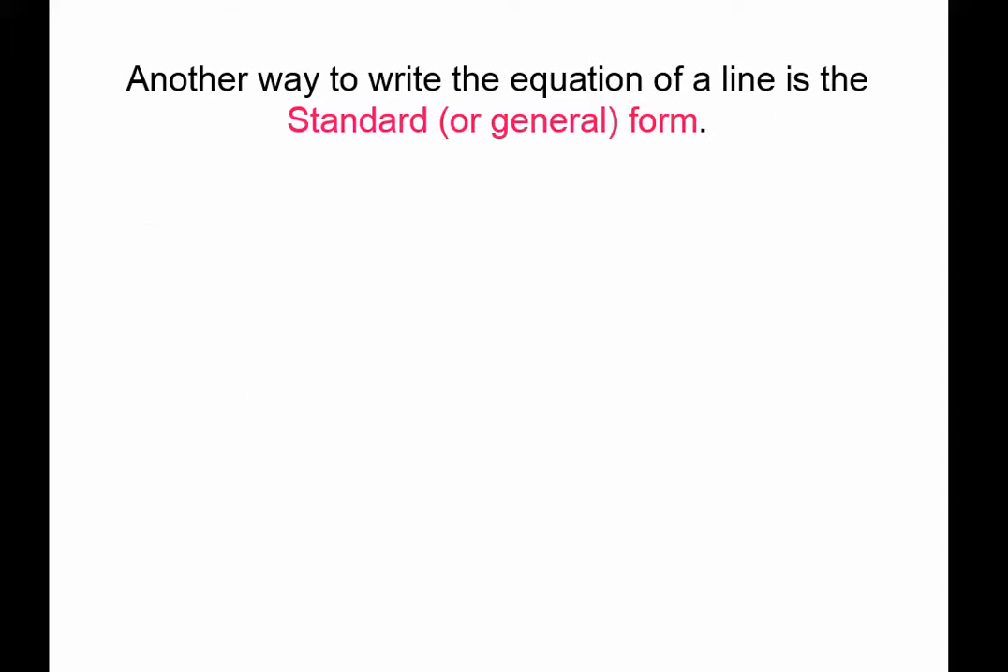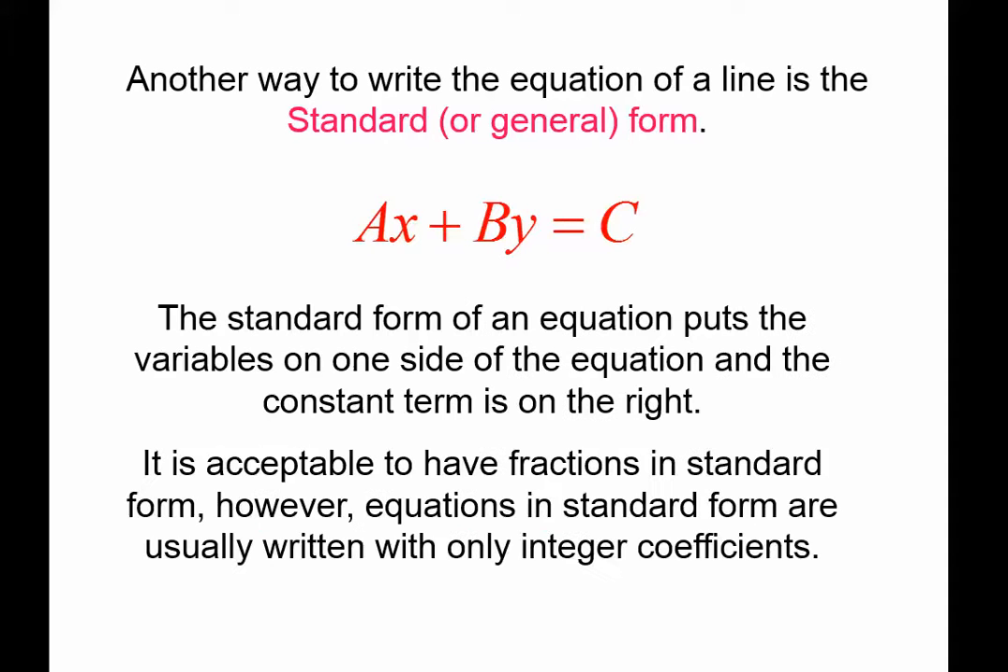Standard form, sometimes referred to as general form, looks like this: ax plus by equals c. The first thing I want you to notice is that the a, b, and c are capital, and the a and b function as coefficients. So the coefficient of x is a and the coefficient of y is b. C stands all alone. It's just a constant number. It does not have a variable associated with it.